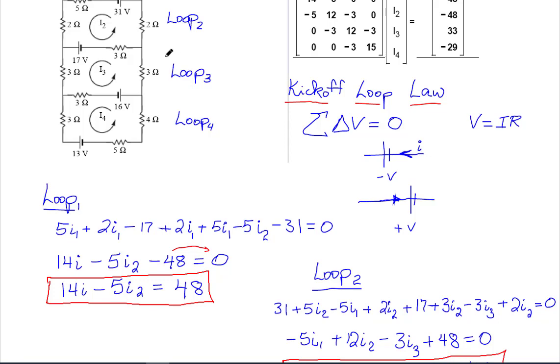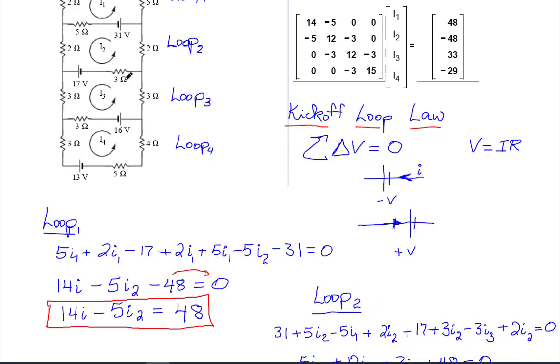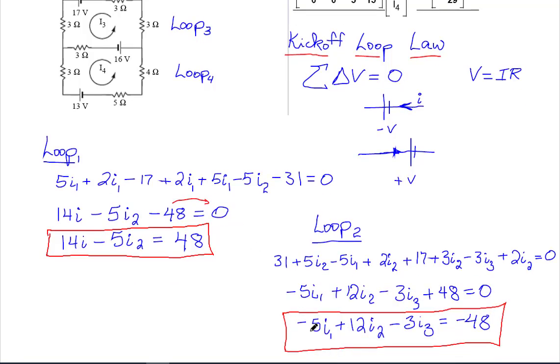What about I3? Well, let's see. I3 is going this way, negative to I2. So that's a minus 3I3. That's there. And along the top here, I2 is going this way, I1 is going this way, so a minus 5I1. And so if you put all of that together, we get this equation.